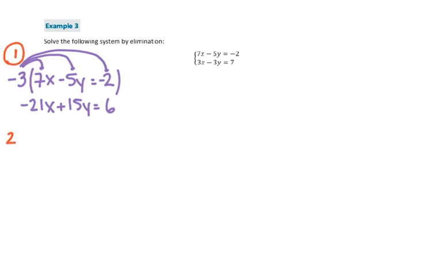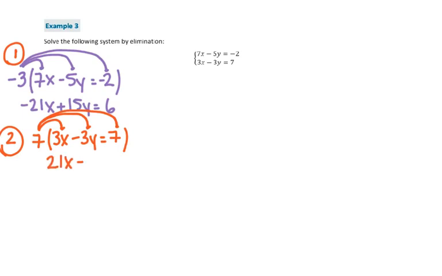Now for my second step, I need to multiply the second equation by +7 because I want the second equation to have a +21. So 7 times 3x minus 3y equals 7. And I'm going to again use that distributive property and multiply everything inside my parentheses by +7. So now I have 21x minus 21y equals 49.